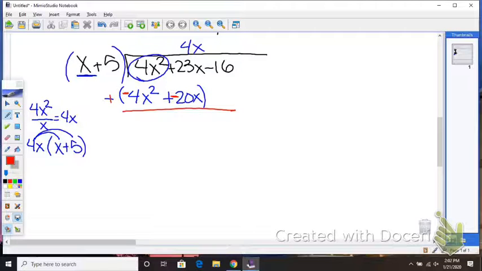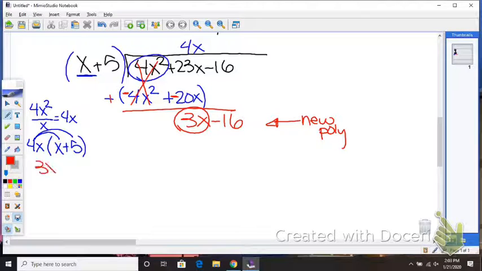Here's how you know you're doing it right. If the first terms cross out, we know we're doing it right. So here I have a 3x, and I'm going to bring down the negative 16. So now this is my new polynomial. I'm going to take the first term in the new polynomial, and guess what I'm going to divide it by? X. We're always dividing by this first term. So now I've got 3x divided by x, and what do I get? 3. So I have a positive 3.